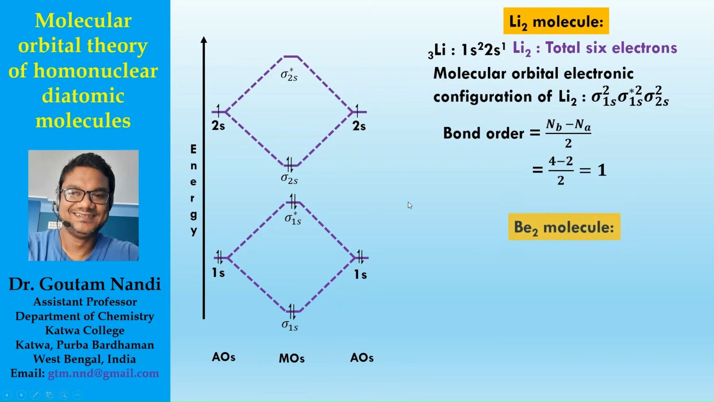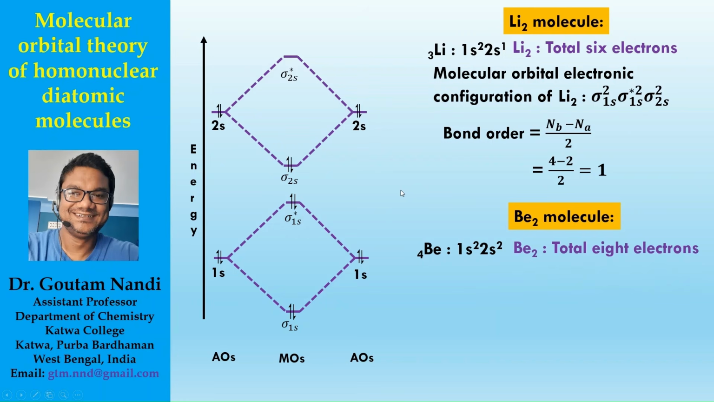Now let's go to the Be2 molecule. Be has the electronic configuration 1s2, 2s2. So another electron will be there in the 2s orbital. So the total electrons will be 8. Now sigma 2s is already occupied, so the other 2 electrons will go to the sigma star 2s orbital.